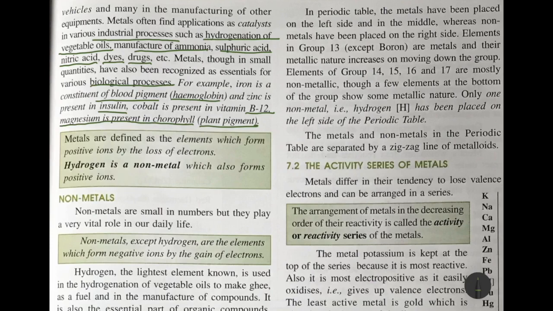So when you are to define a metal, you can define it as the elements which form positive ions by loss of electrons. Metals always form positive ions, and hydrogen is the only non-metal which forms a positive ion, because hydrogen has only one electron in its outermost orbit and it can easily lose that electron, becoming positively charged. So hydrogen is the only non-metal which forms positive ions.